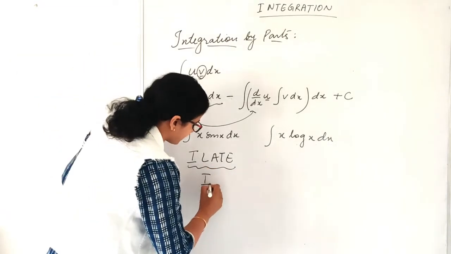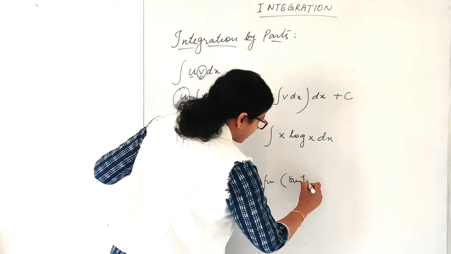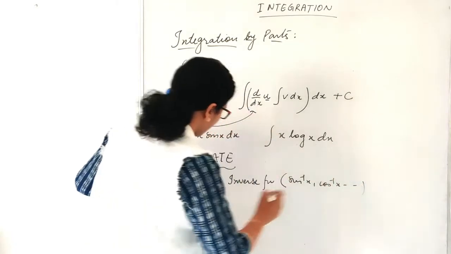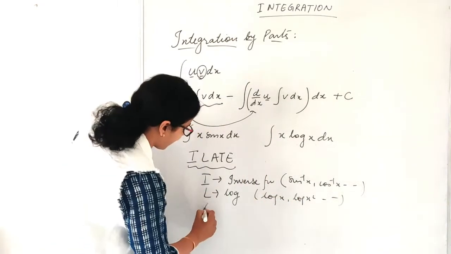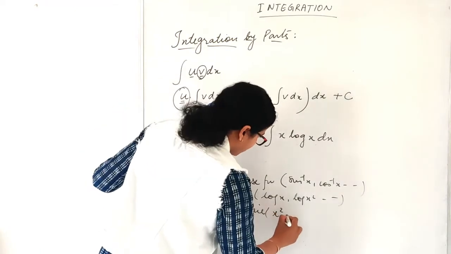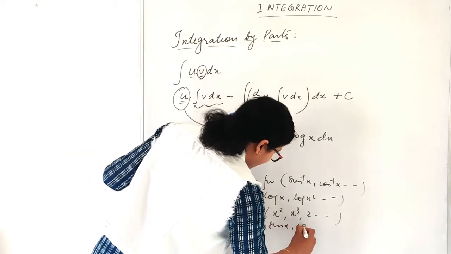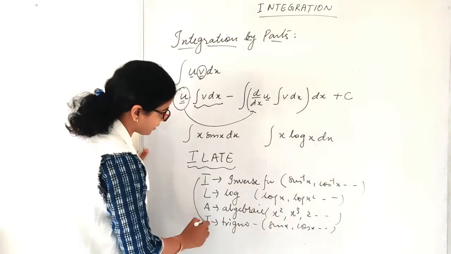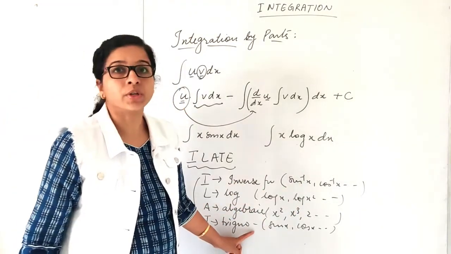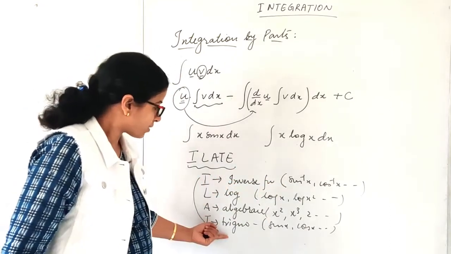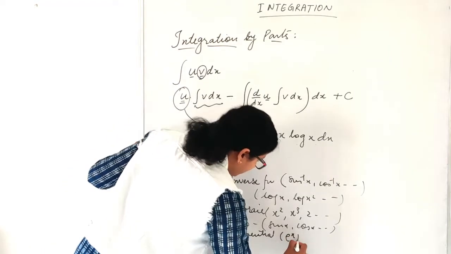So what does I stand for? It stands for inverse function. What do you mean by inverse function? Sine inverse x, cos inverse x, and so on. L is our logarithm, log x, and so on. A stands for algebraic, x square, x cube, 2, and so on. T stands for trigonometric, sin x, cos x, and so on. Please don't get confused between inverse and trigonometric. Generally students get confused, they take sin inverse x also in trigonometry. No, inverse means it will come here, sin x and cos x will come under trigonometry, and E is exponential, e to the power x.